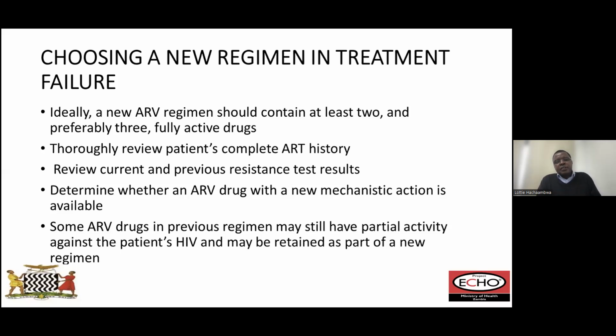And then try to determine the mechanism of action of the drug. Again, when constructing a regimen, it's good to have a drug that has a new mechanism of action so that we know that it works very well. And then some drugs may still have some partial activity against the virus, even though there's some resistance or they've been in the previous regimen. An example is emtricitabine and lamivudine. They're usually continued in the next regimen, and there are several reasons why that occurs. Next slide.